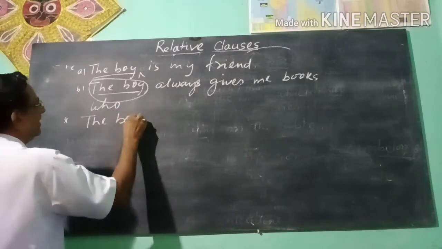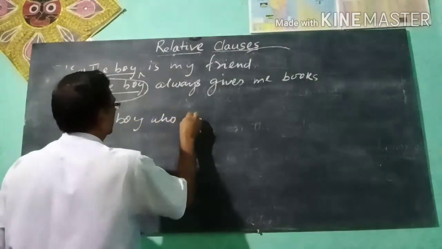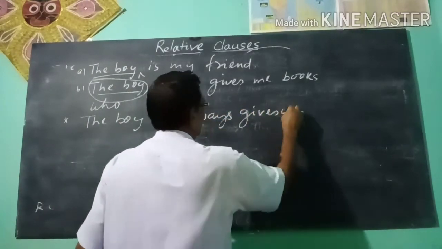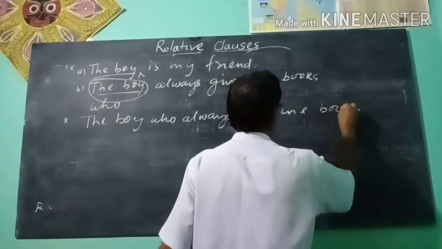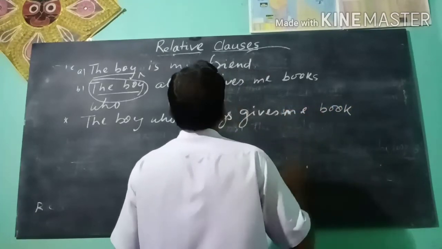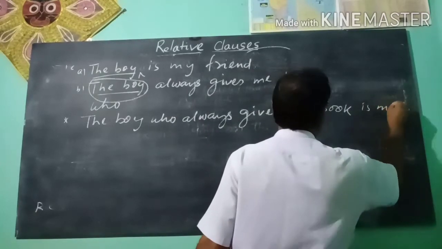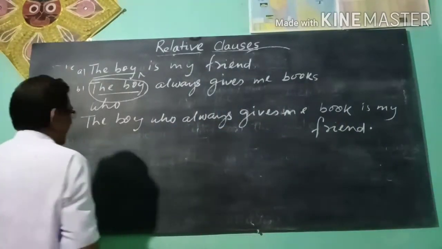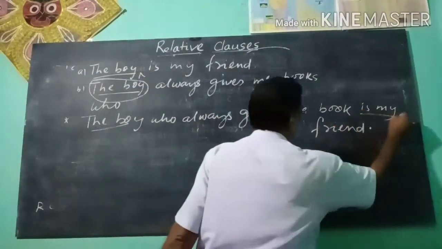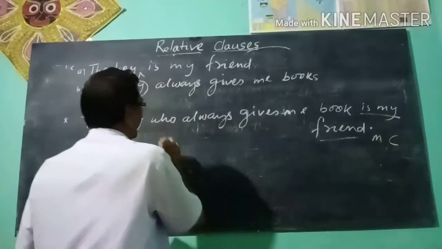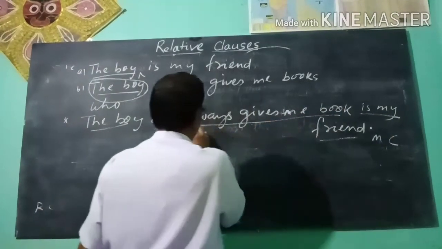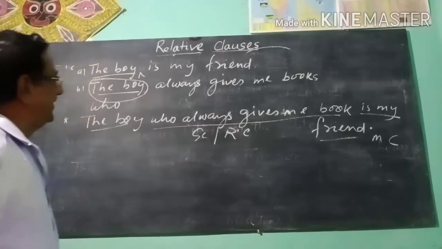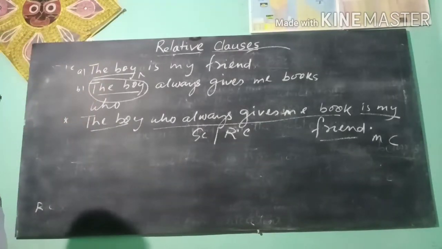Now you get the complex sentence. The boy who always gives me books is my friend. In this complete sentence, the boy is my friend is the LC, and who always gives me books is the SC or RC. Now you know how the relative clause is formed.